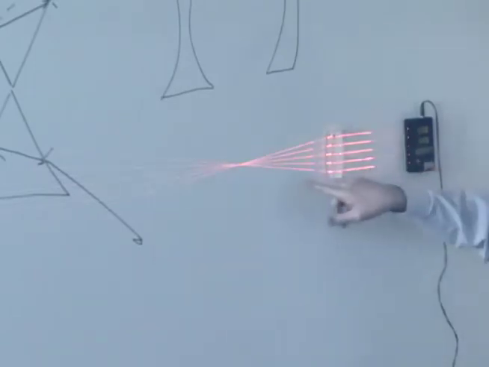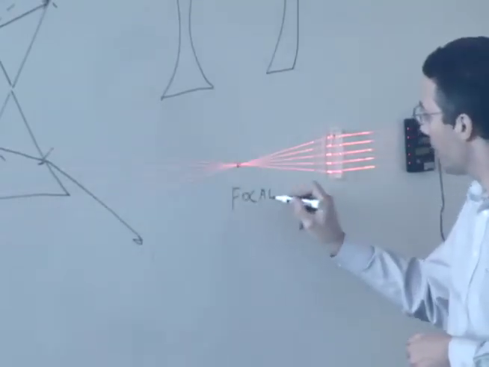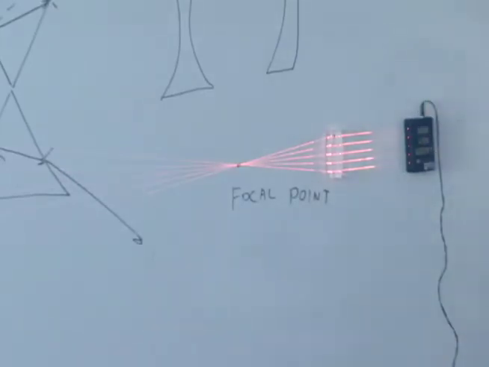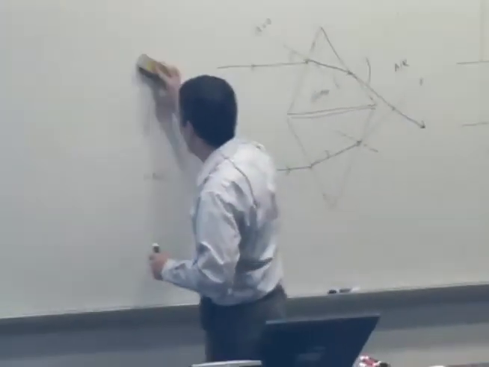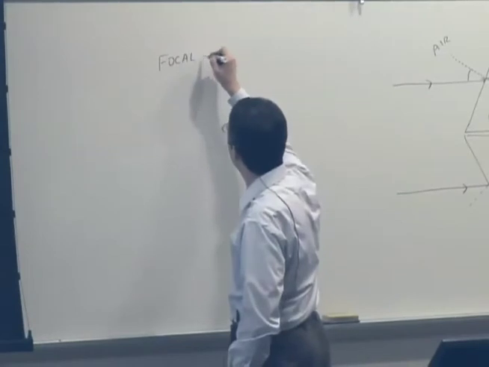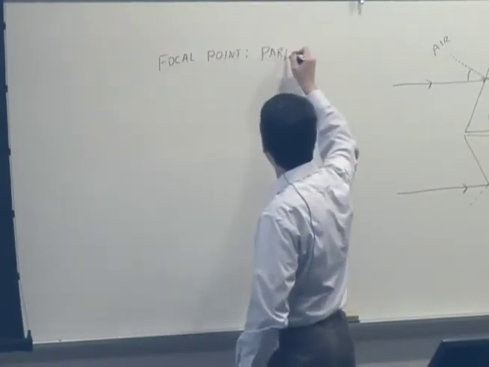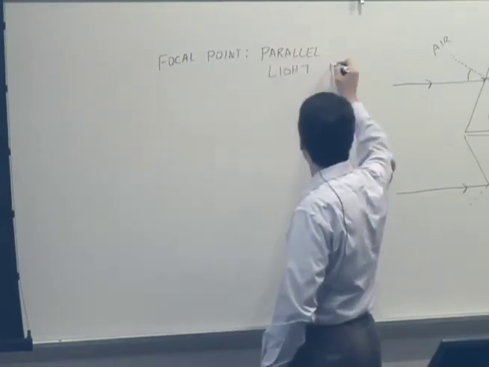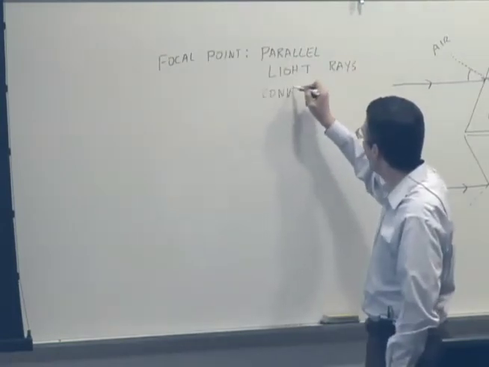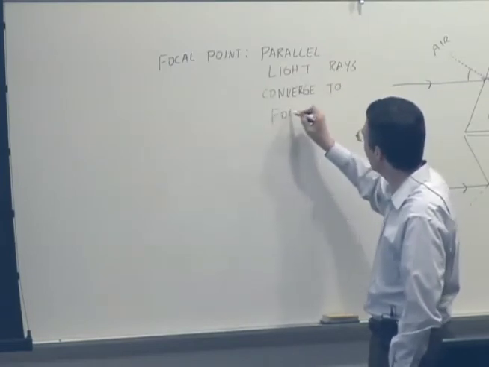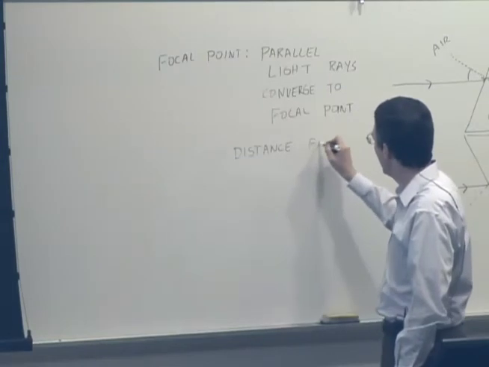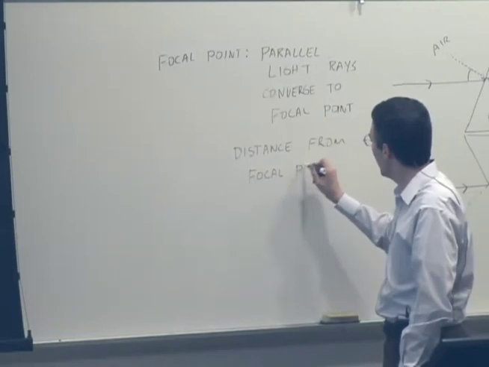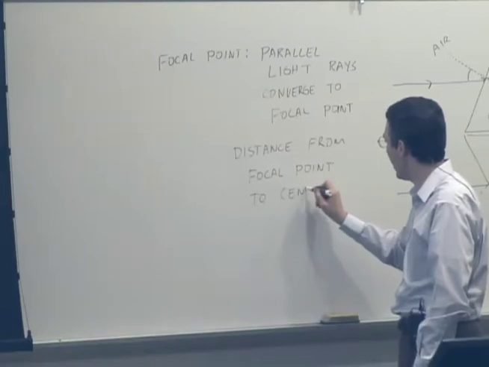Parallel light beams come in and are converging to a point that's called what? The focal point. Yeah, this is the focal point. And so the definition of this thing called the focal point is, if you have a converging lens, parallel light beams converge to the focal point. And the distance from the focal point to the center of the lens is called the focal length.